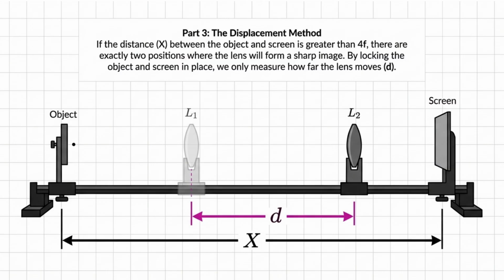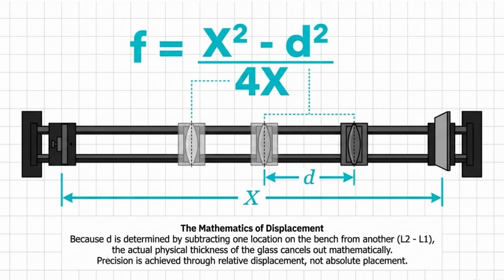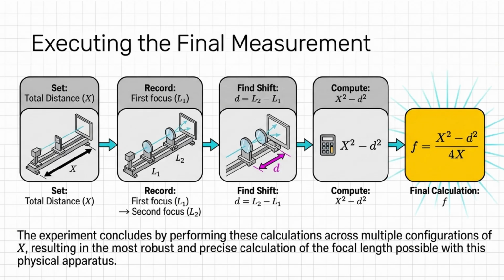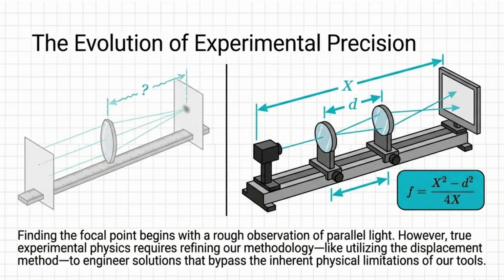In the displacement method, we fix the distance between the object and the screen, which we call x. This distance must be greater than 4 times the focal length. Under this condition, there are 2 different positions of the lens that produce a sharp image. We label these positions as L1 and L2. Instead of measuring from the lens center, we measure the displacement between these 2 positions.